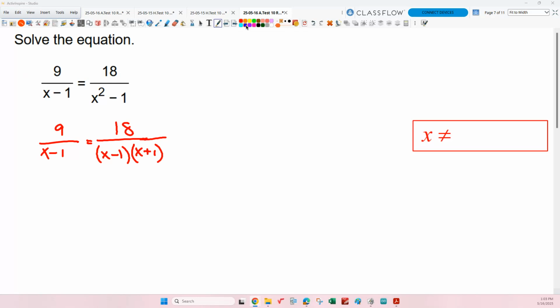What if I did this? Oh, cross multiply. Yeah, cross multiply. You can do that. We can do that because they're equal to each other. Oh, so I have 18 times x minus 1 equals what? 18x minus 9 times x minus 1 times x plus 1. Yeah.